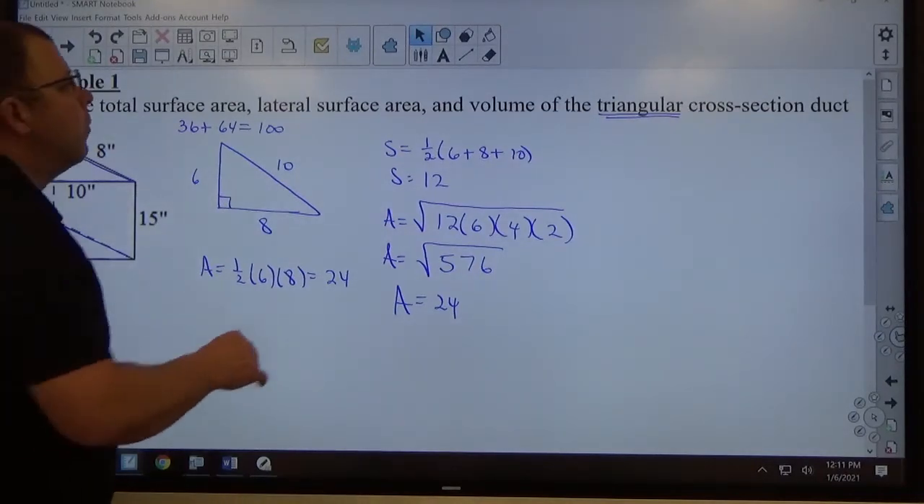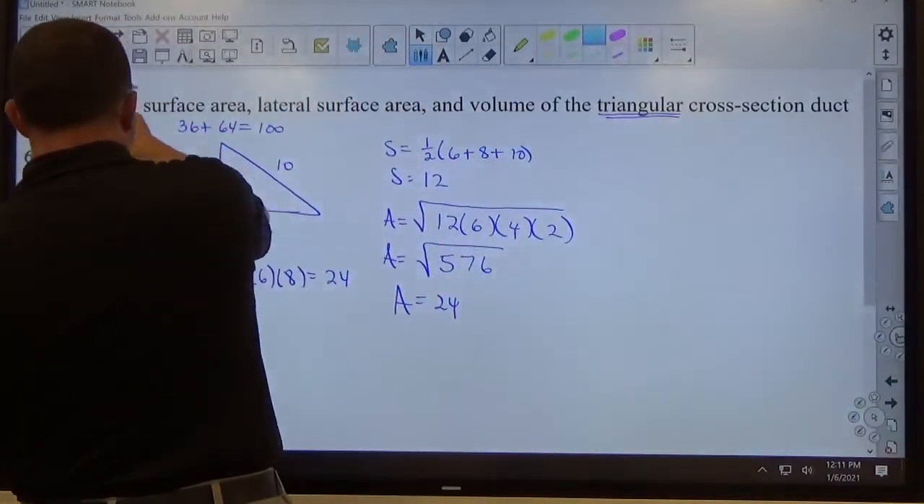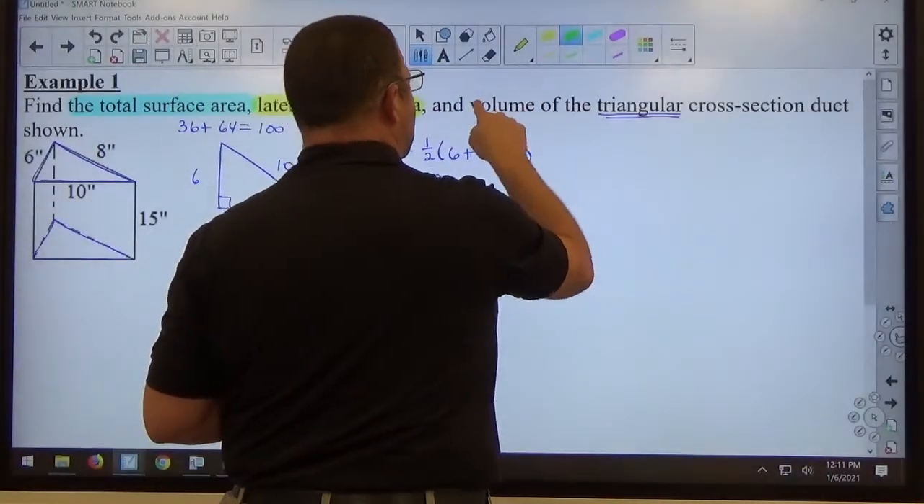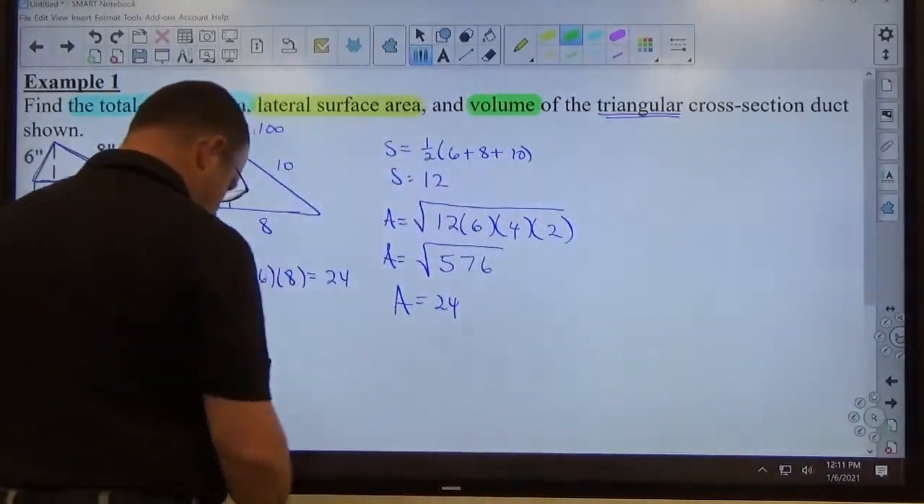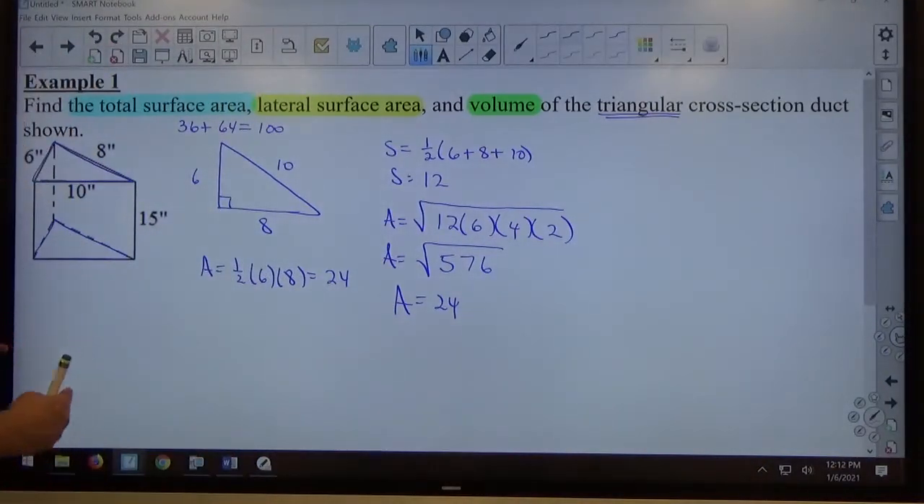What they're asking me to find here is the total surface area, the lateral surface area, and the volume. So it's important that we know what these measurements represent. The total surface area is the area of all the faces. So total surface area is the area of the top triangle, the bottom triangle, the front rectangle, the backside rectangle, and the other backside rectangle. So we have 3 rectangles, 2 triangles.